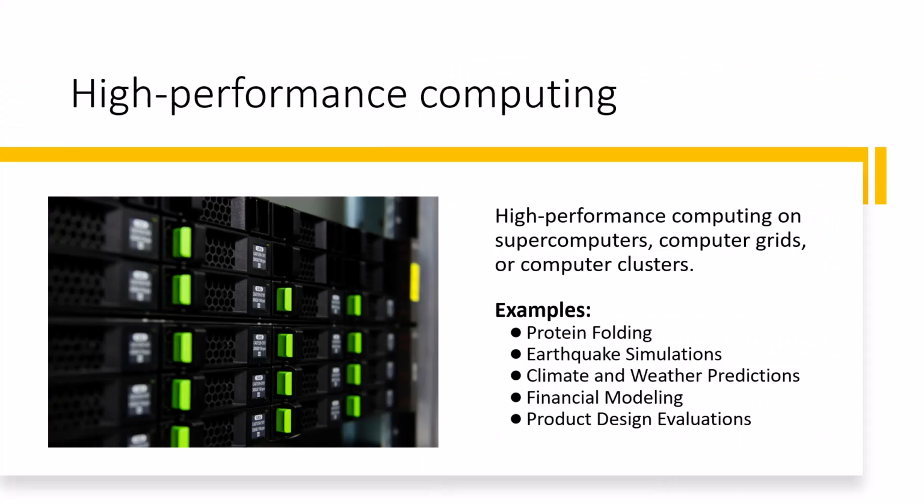And then lastly, high performance computing on things like supercomputers and computer grids or computer clusters. This is used to solve complex problems that involve millions of variables or calculations. Examples of high-performance computing that can be done using infrastructure as a service include things like protein folding, earthquake simulations, climate and weather predictions, and financial modeling.